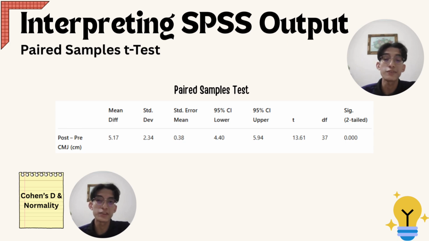So we can be confident that MET had a real and measurable effect in the paired t-test with 38 participants.